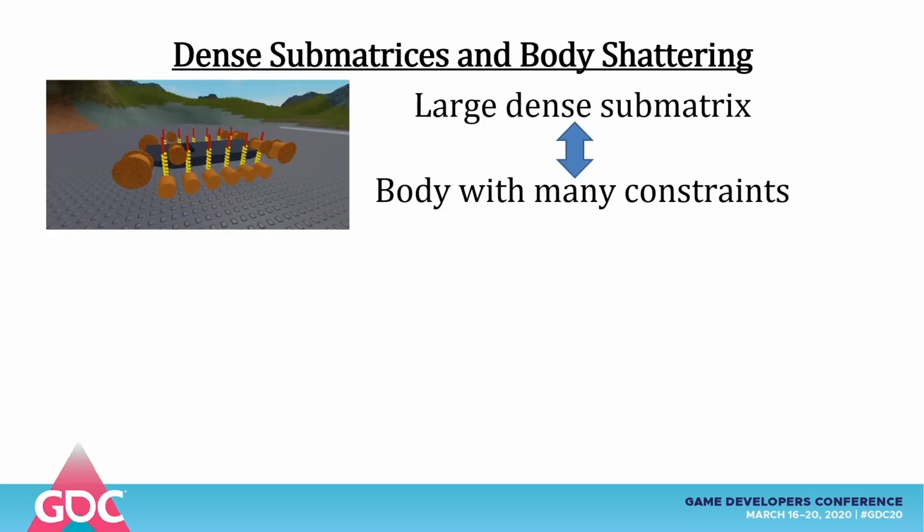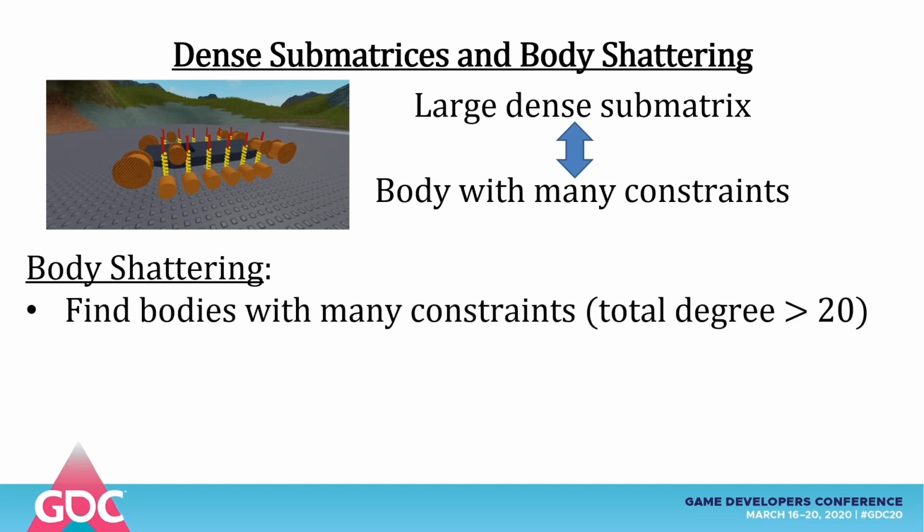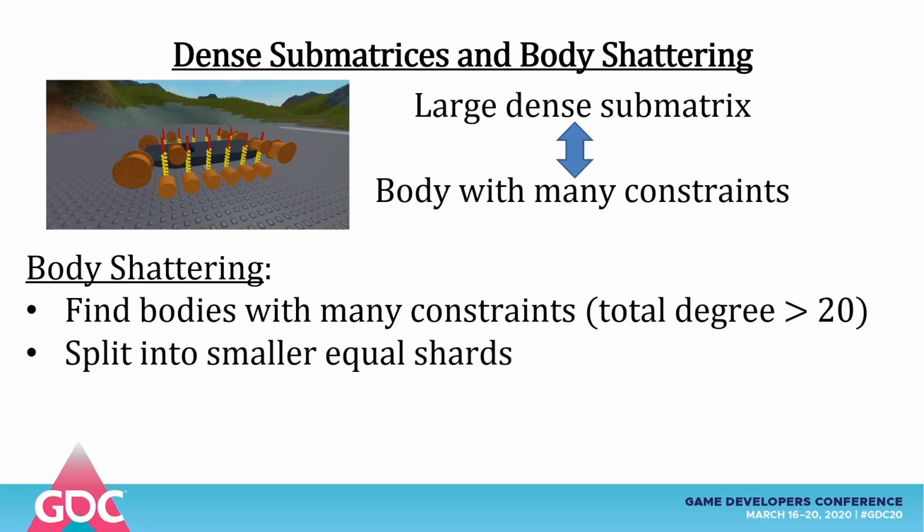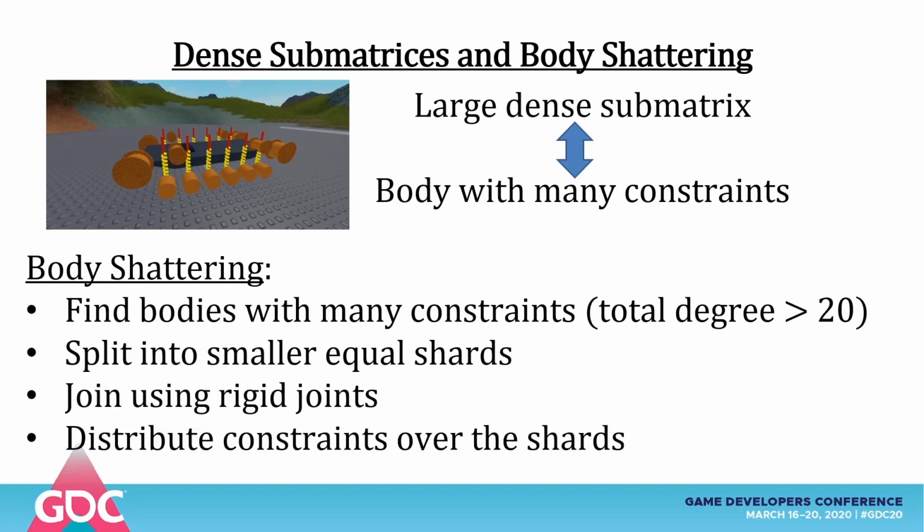So dense submatrices appear where we have a rigid body with many constraints, like the body of the tank. Here, we introduce a method called body shattering. It finds bodies with many constraints where the sum of the degrees should be more than 20, splits the rigid body into smaller shards, joins these shards using rigid joints, and equally distributes the constraints over these shards.